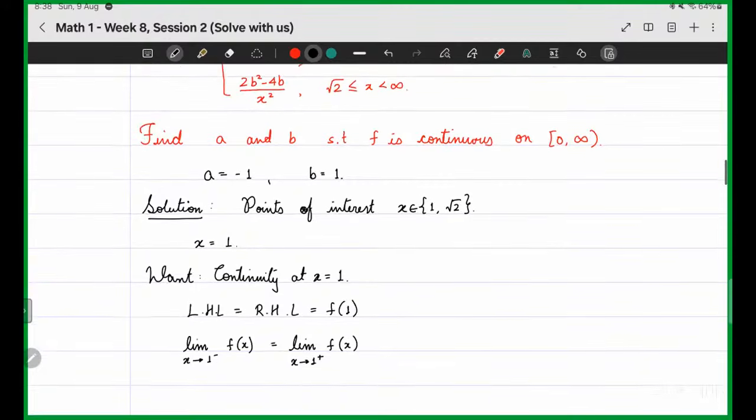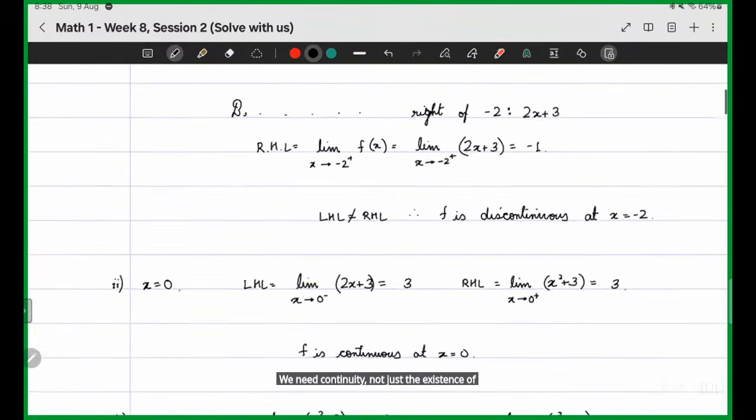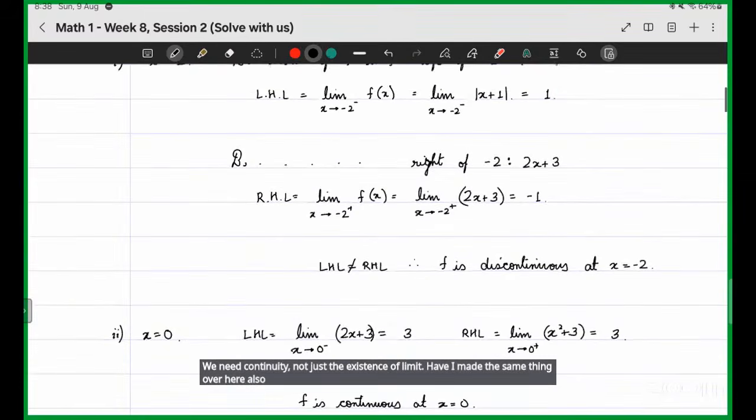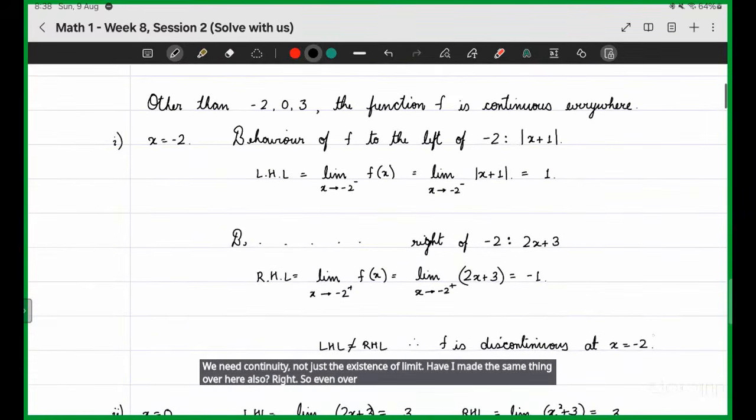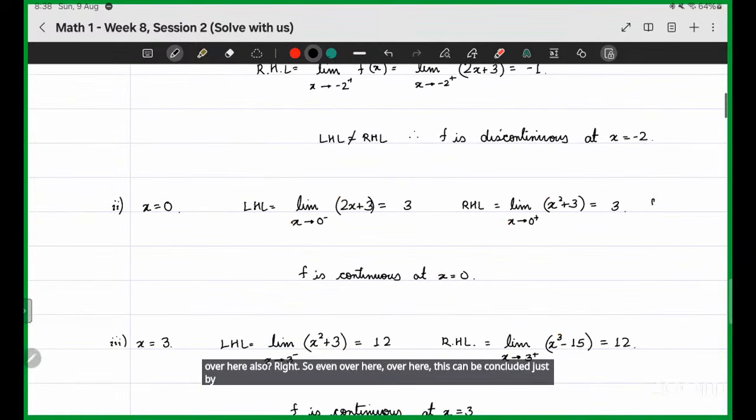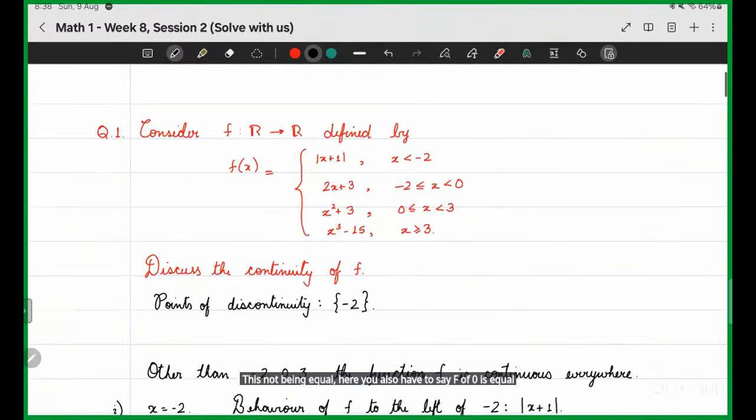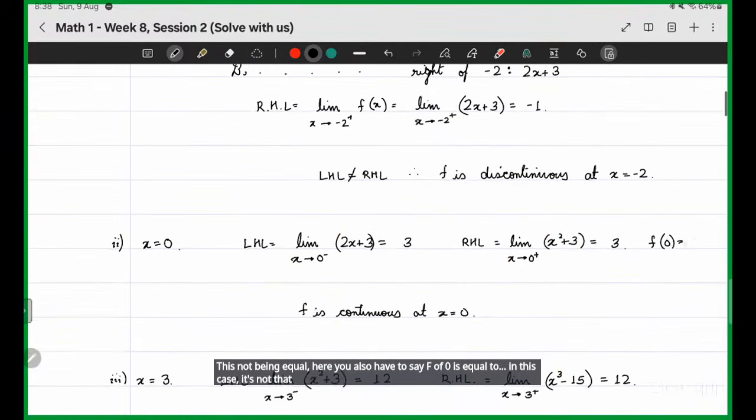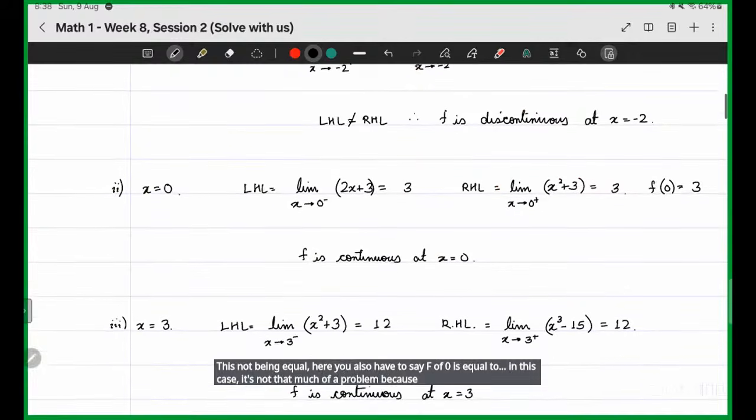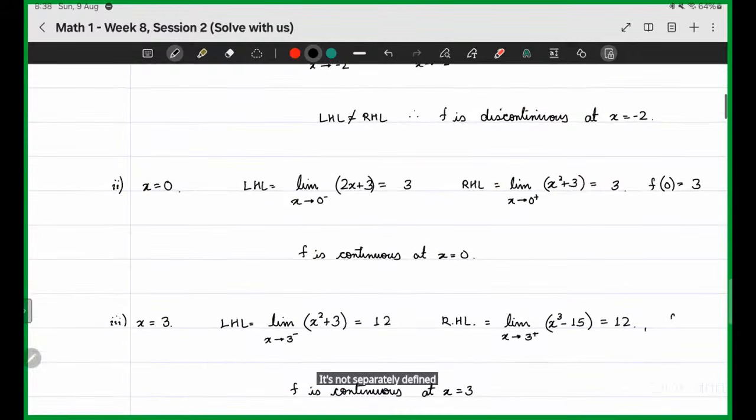We need continuity, not just the existence of limit. Have I made the same thing over here also? Right. So even over here, this can be concluded just by this not being equal. Here you also have to say f of 0 is equal to. In this case, it's not that much of a problem because it's not separately defined everywhere. So let's make this thing complete. This is also equal to 12.